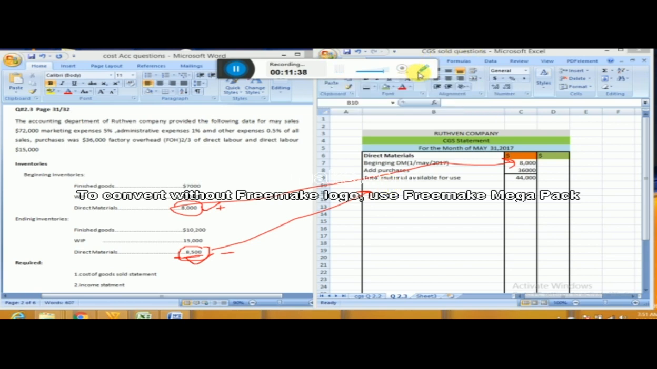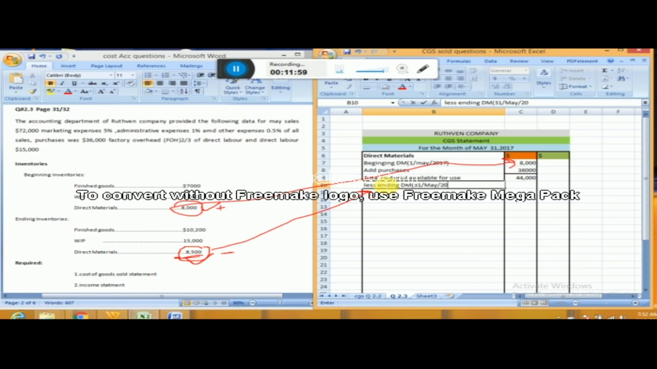Now what will we do? We will subtract that one. So less ending direct material, DM. Ending direct material means on 31st of May, 2017. How much? Minus 8,500.